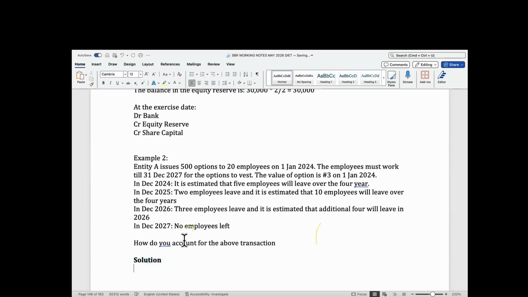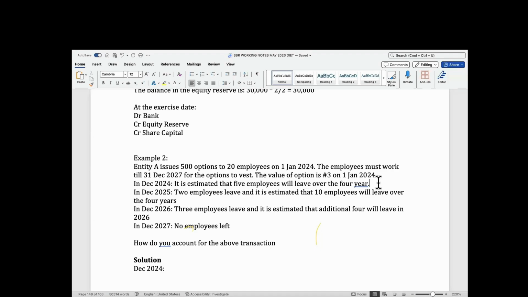So the first one, we account for this at the end of every year. At the end of the first year, which is 2024, first, the examiner told me that they estimated that 5 employees will leave over the 4 years. That's their estimate. And that is how equity settled is measured. Is measured based on the estimates of the number of employees that will vest.